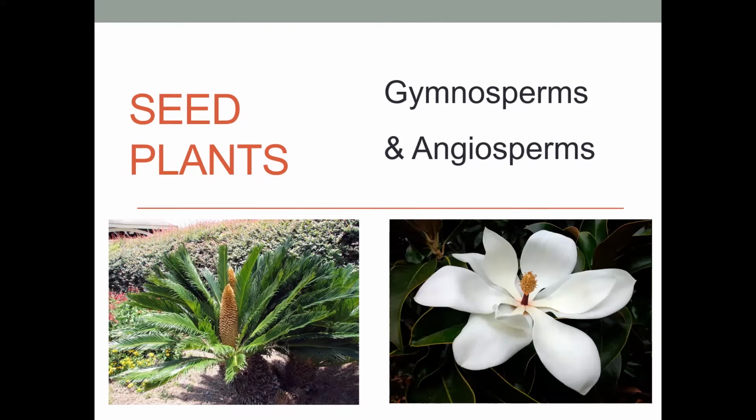All right, everybody. So this week we're going over plant reproduction. Specifically, we're going to talk about reproduction in gymnosperms and angiosperms. With gymnosperms and angiosperms, they reproduce in similar ways. There are slight differences between the two, and I will talk about what those differences are.